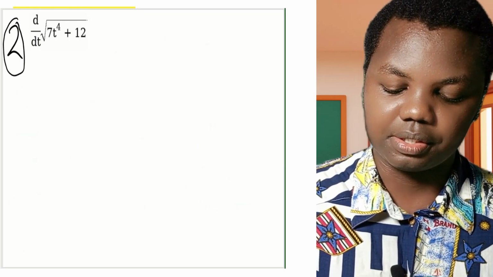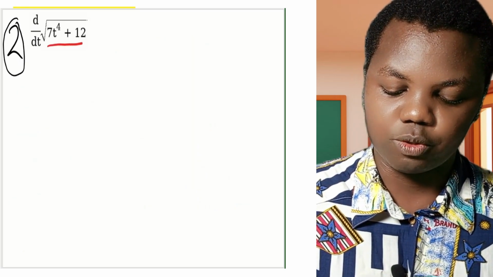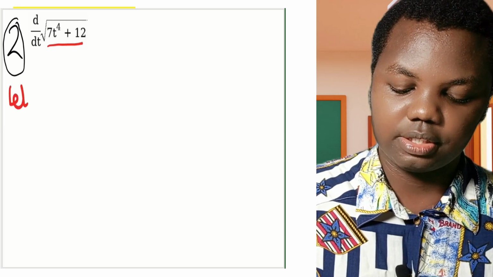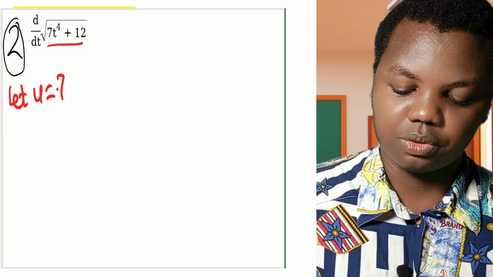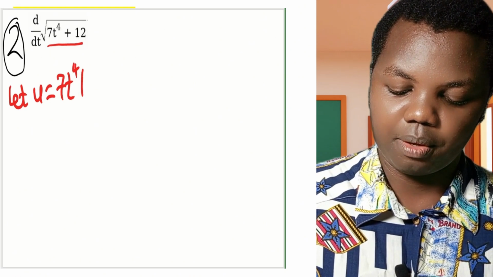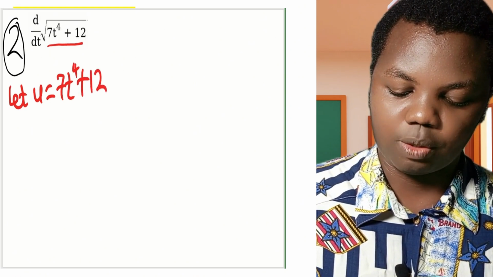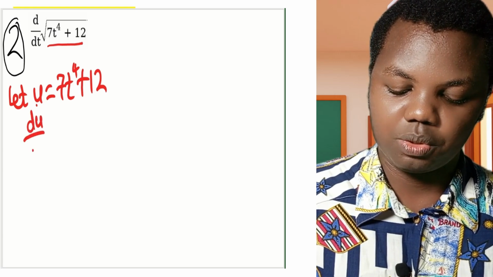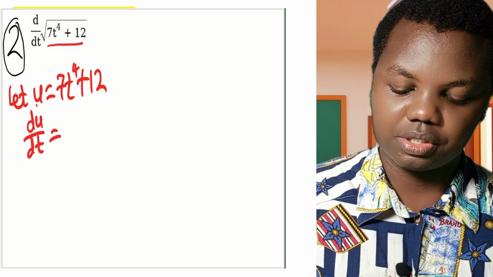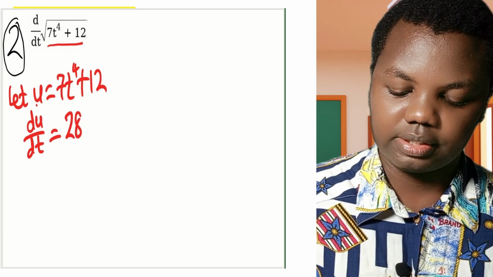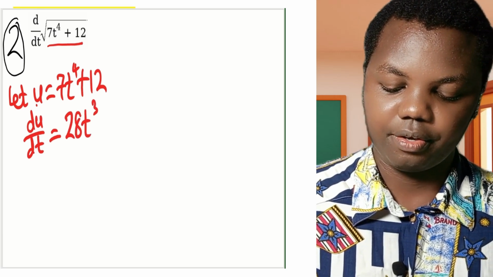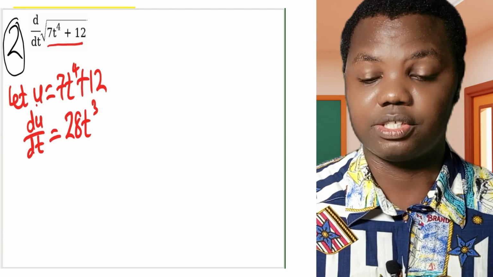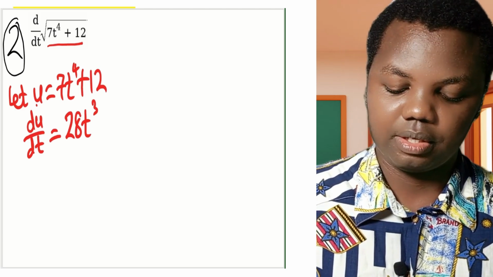Here is the second question. In this case, this is my u. So I'll say let u equal 7t to the power of 4 plus 12. So I'm going to differentiate u with respect to t. du/dt equals 28t to the power of 3. Don't forget, differentiating a constant will give us 0. So I'm going to ignore that 12.